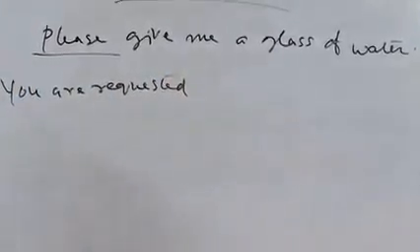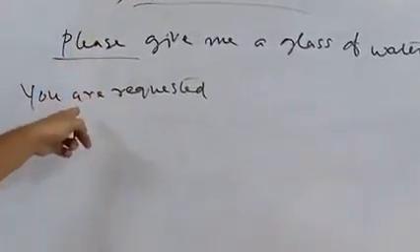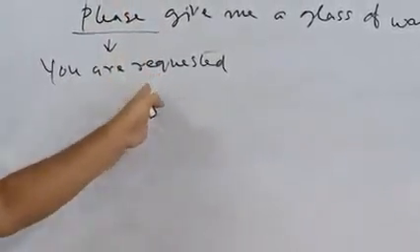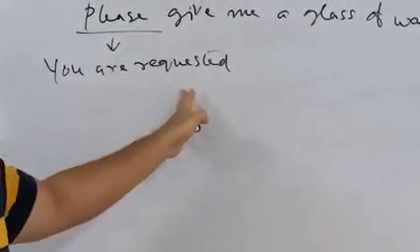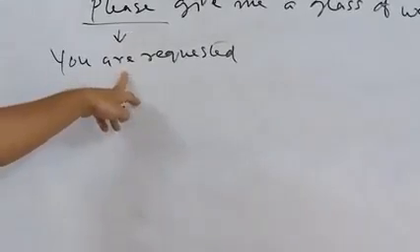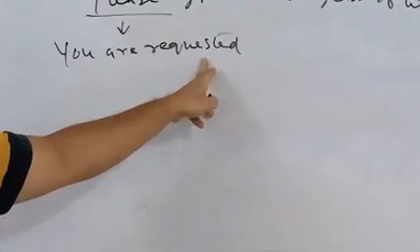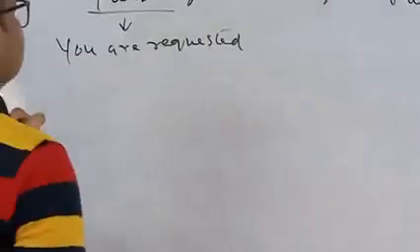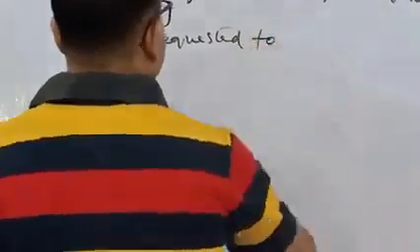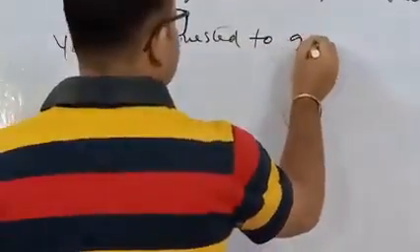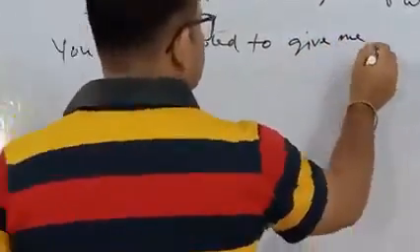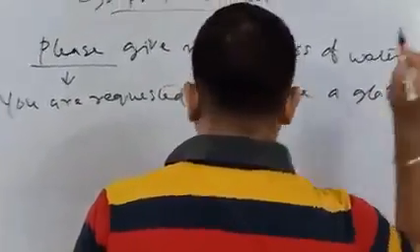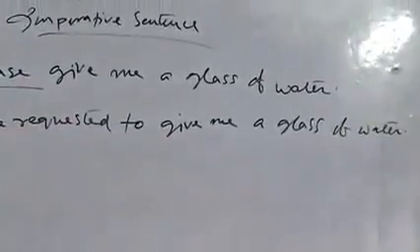You are requested. This particular expression is you are requested. We brought this please into this particular form. You are requested, and this is in passive form. You can say after subject we use the be verb are and then the past participle form of the verb request. You are requested, and then you have to put the verb into infinitive. And the verb in the sentence is give, and you have to put to in front of give. You are requested to give me a glass of water.